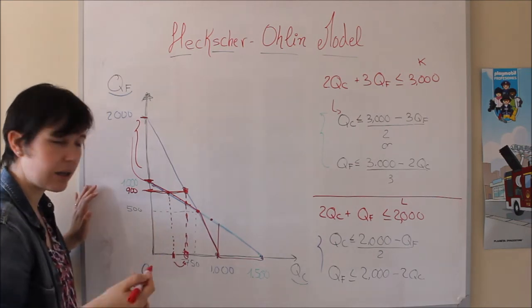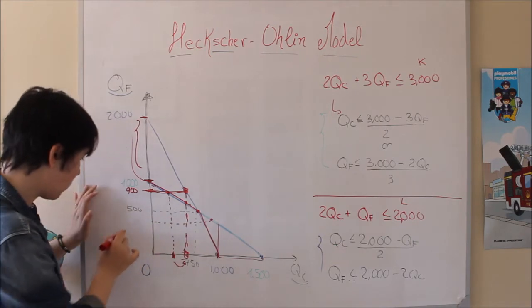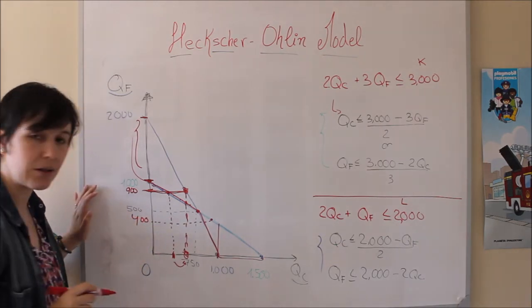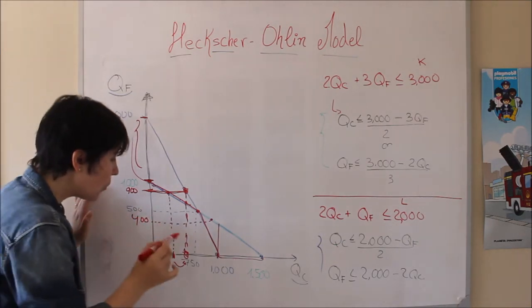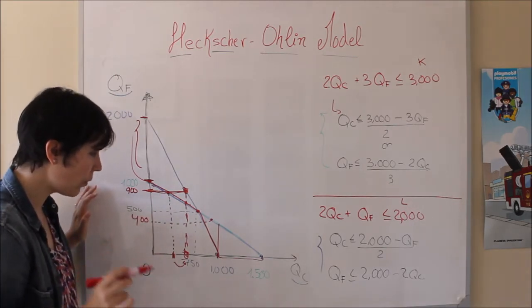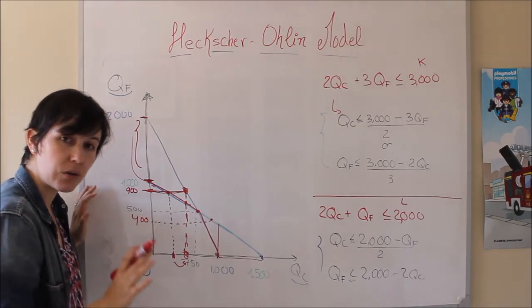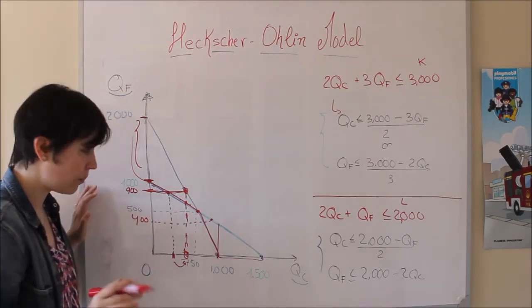Let's use the same example. If we are producing this amount, I don't know which one is, let's say 400, the maximum amount of cloth that you can produce is that which is equal when you are considering labor and capital.